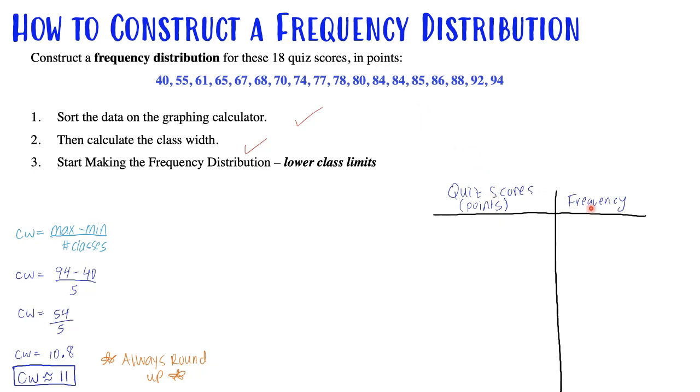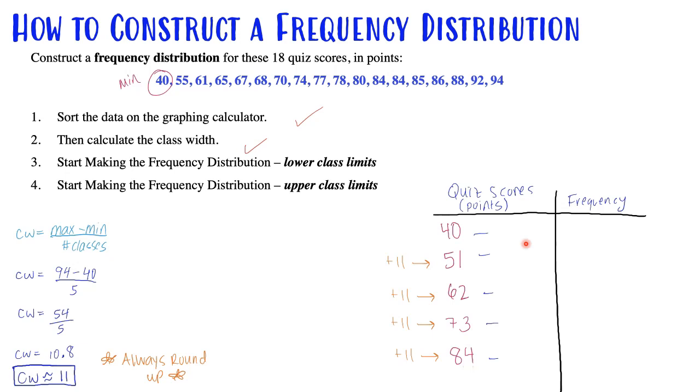And then this column is always going to be your frequency. So from here, we need to start by identifying the minimum value. That's going to be the first number that goes in the frequency distribution as our very first lower class limit value. From there, we're going to use the class width that we calculated to get the next lower class limit of 51. And then we're going to continue that process. Keep using the class width to get your next lower class value, your next lower class value, until you have 5 full classes.